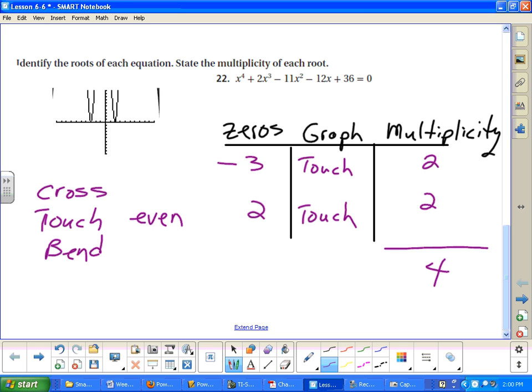So I have a 0 at negative 3 with a multiplicity of 2, and a 0 at 2 with a multiplicity of 2. So a reminder then, I could write these as x plus 3 squared and x minus 2 squared. So I could actually factor it, because I just did. Okay.